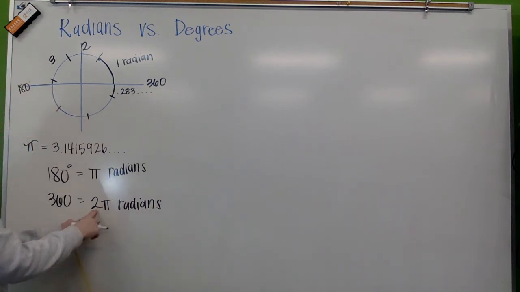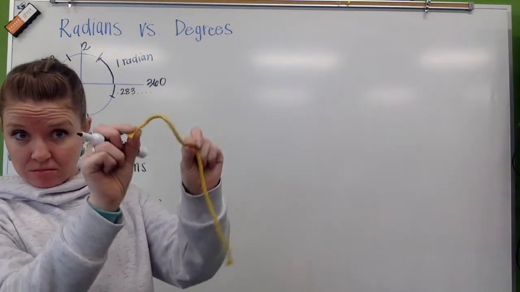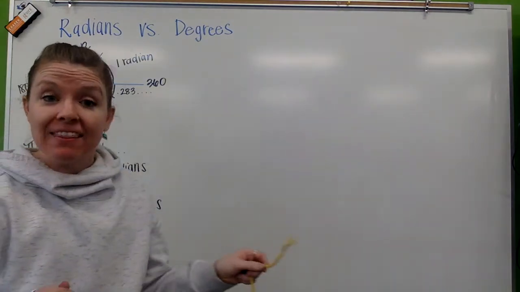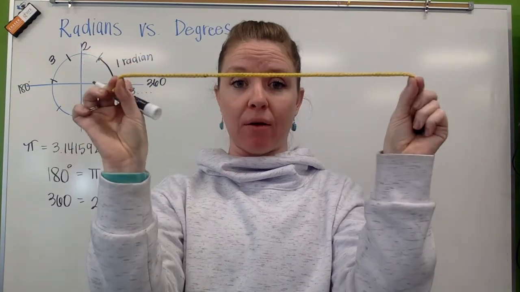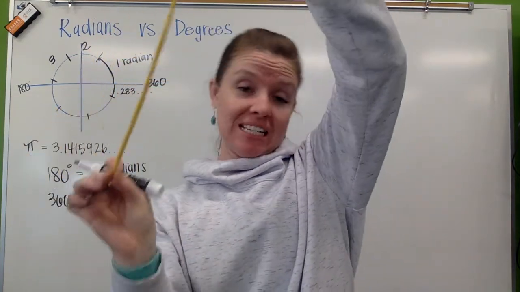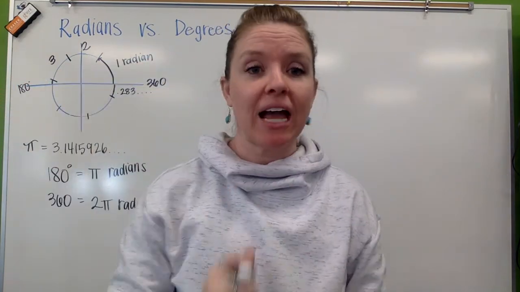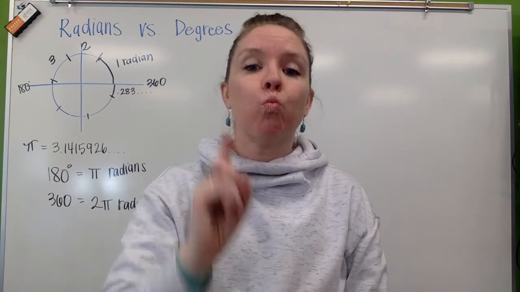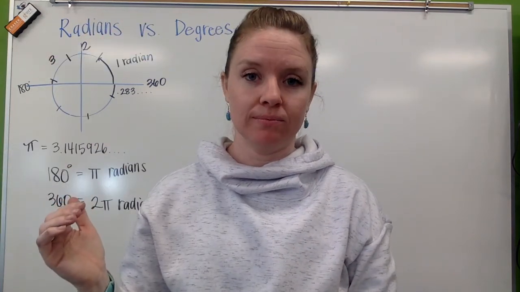It took 6.28 radii to rotate around that circle. And that will work with any circle out there, even if this whole string was my radius. It's going to take 6.28 of these to go around the outside of that circle. So a radian is one radius length around the circumference of your circle.